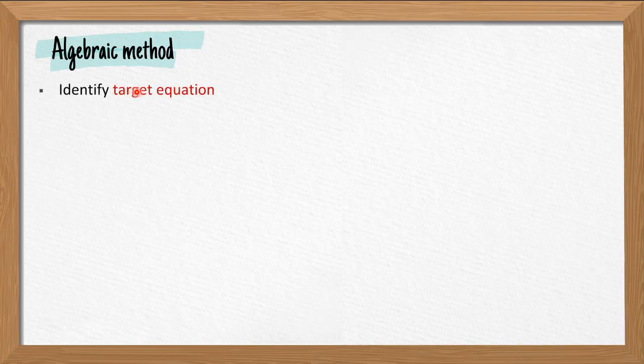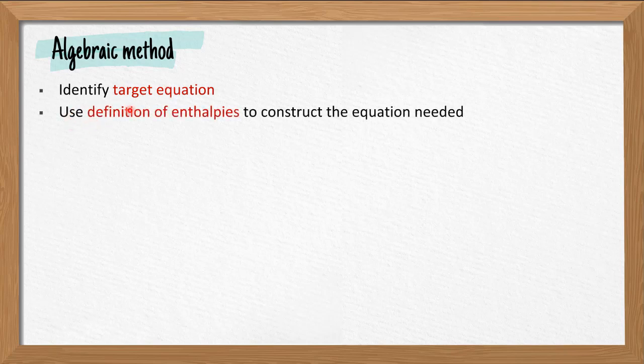All right, so next, let's look at algebraic methods. For our algebraic method, first we need to identify the target equation. Remember that the target equation is the one that we want to answer, the one we want to find. So use the definitions of enthalpy to construct the equations needed. And if you want to change the sign of delta H, you need to reverse the equation. When reversing the equation, you change the sign at the same time.